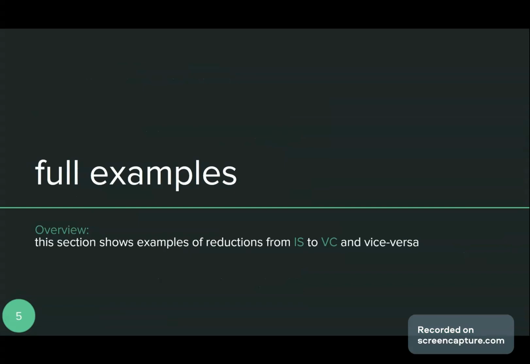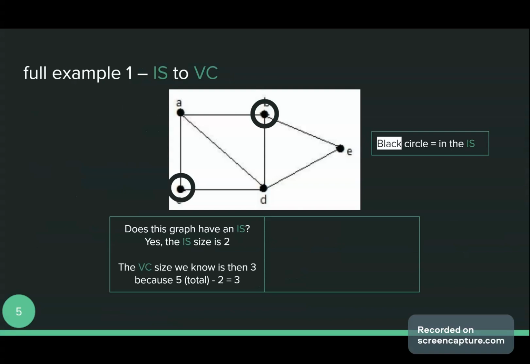Now we'll go over some examples of the reduction. Here's the first one. I've already circled the independent set vertices. We can see that the vertices C and B are 2 vertices that are not connected by an edge. And this is one possibility of an independent set. Another possibility could include A and E, since they are not connected together. But we know that no matter what, this graph only has an independent set of size 2.